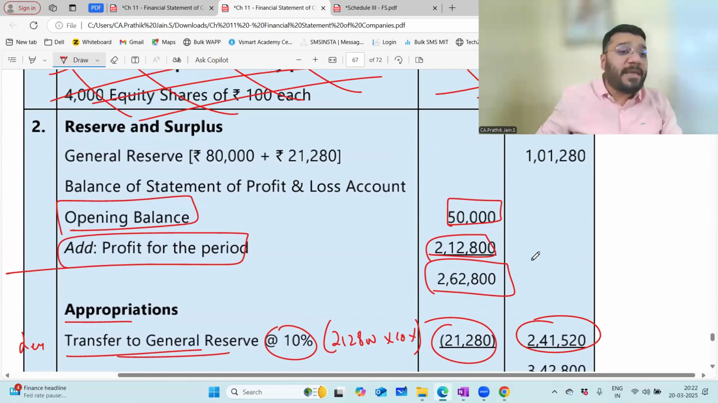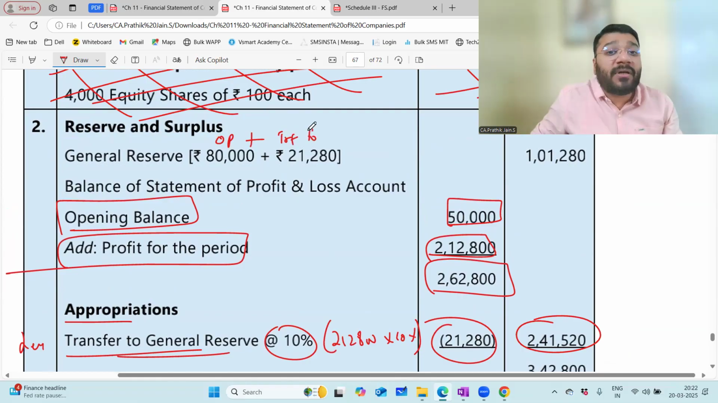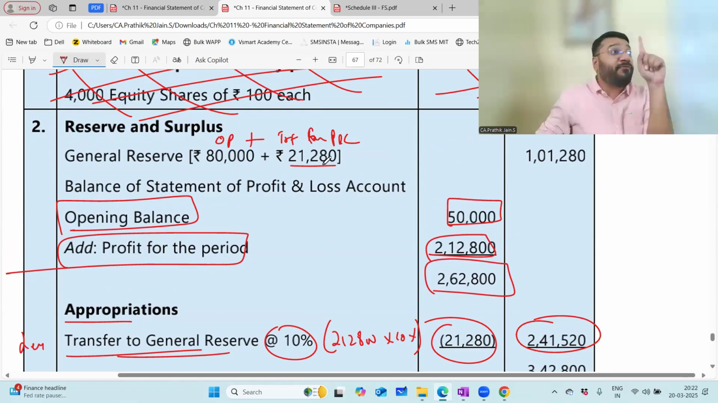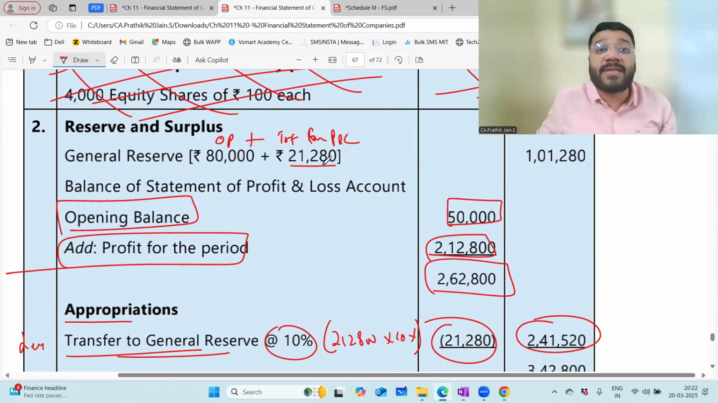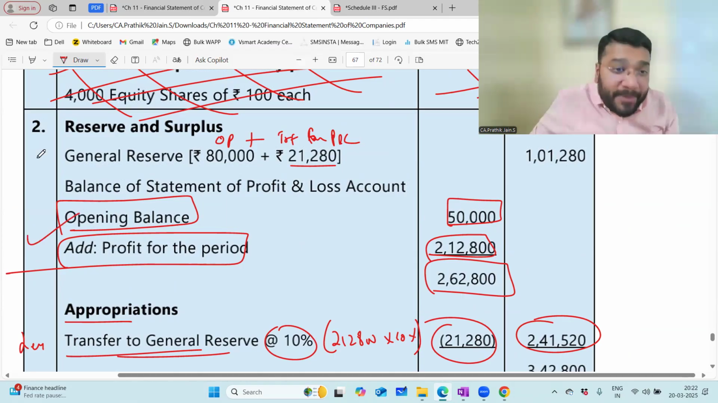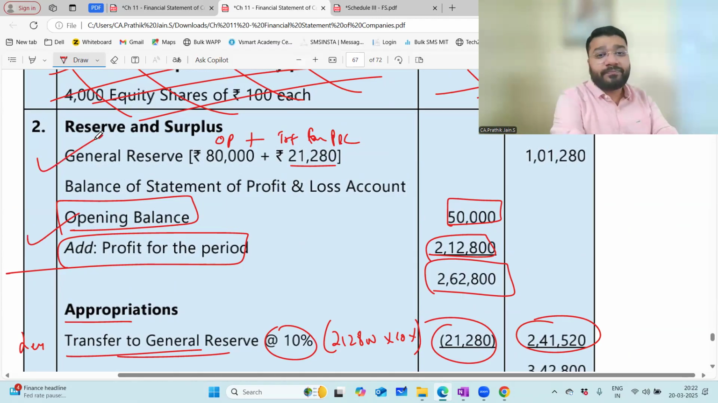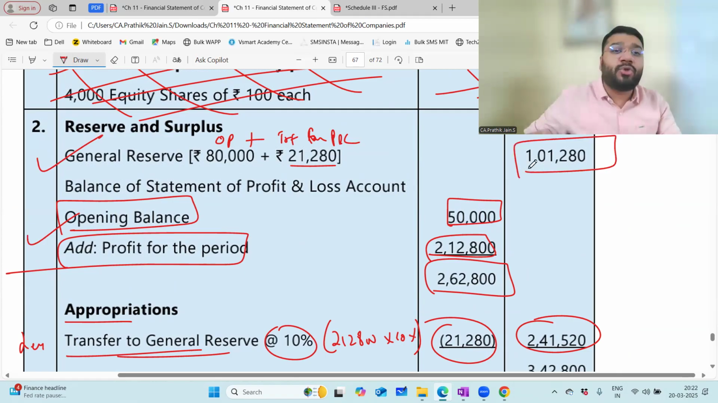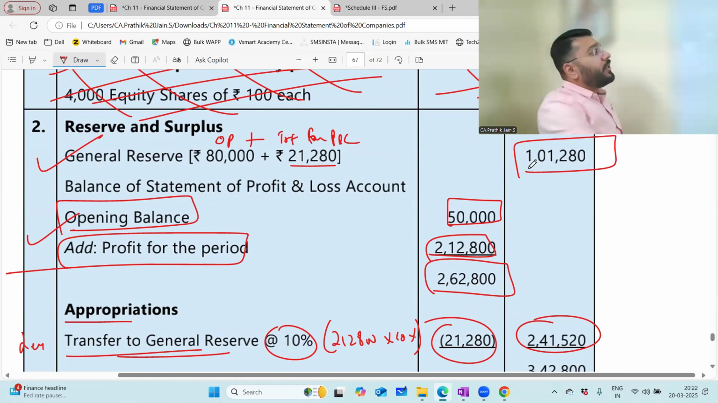For general reserve also, the same format. Opening balance you will write. With that you will add transfer from P&L, 21,280. Vertically you will write it. Same format. We can't have different formats in presentation. For the statement of P&L, whatever format of presentation you are giving, the same presentation for GR also. So 80,000 plus 21,280, total is 1,01,280. The closing balance of GR is 1,01,280.